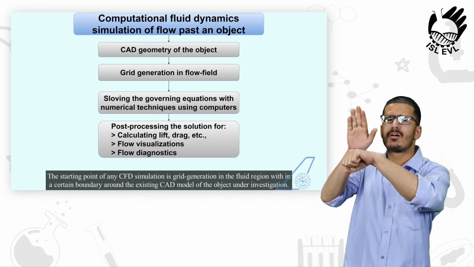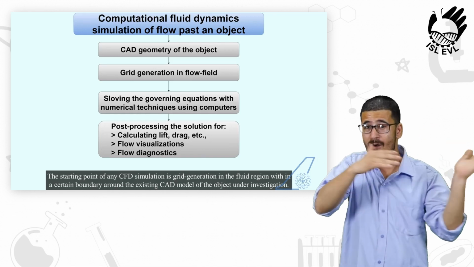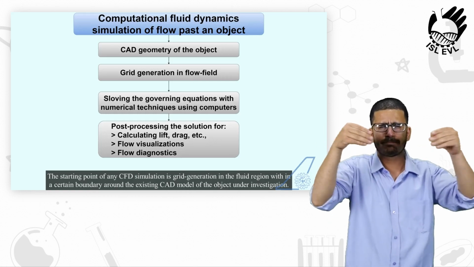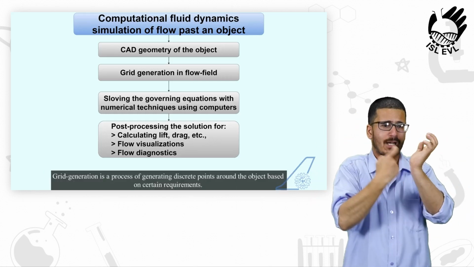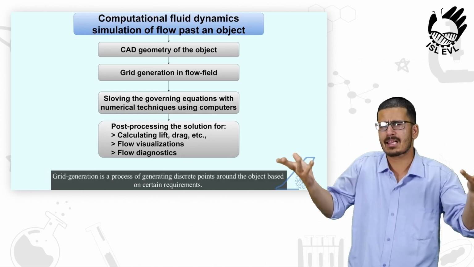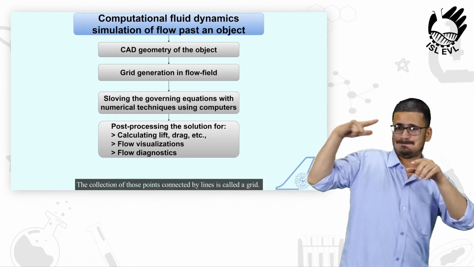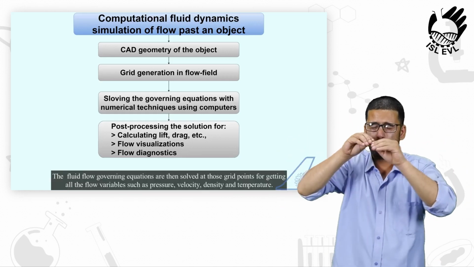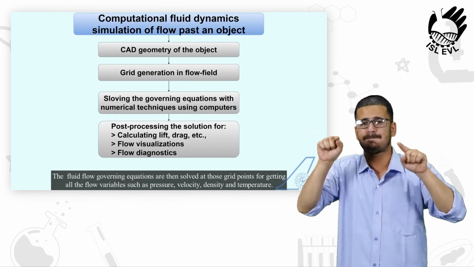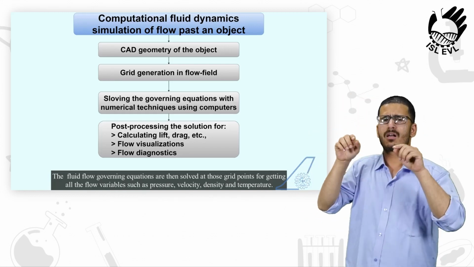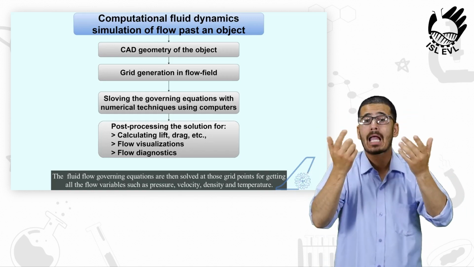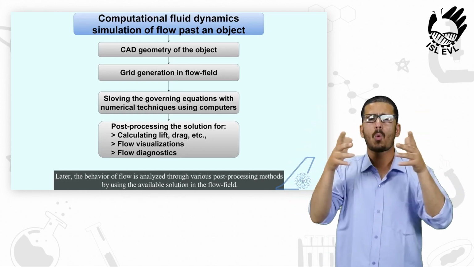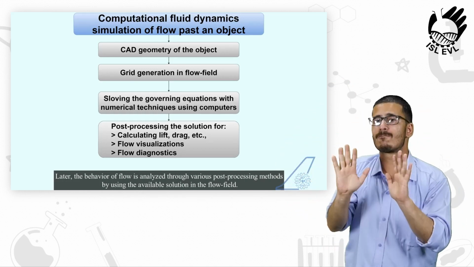The starting point of any CFD simulation is grid generation in the fluid region within a certain boundary around the existing CAD model of the object under investigation. Grid generation is a process of generating discrete points around the object based on certain requirements. The collection of those points connected by lines is called a grid. The fluid flow governing equations are then solved at those grid points for getting all the flow variables such as pressure, velocity, density and temperature. Later, the behavior of flow is analyzed through various post-processing methods by using the available solution in the flow field.